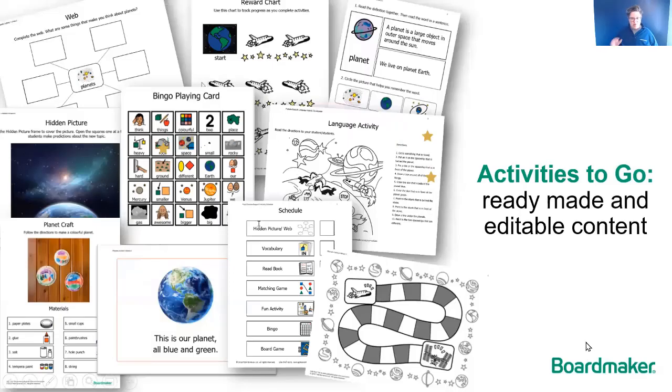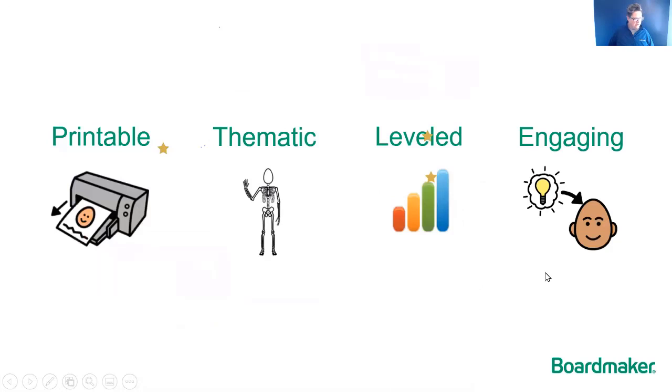So today we're going to be looking at Activities-to-Go, which is ready-made and editable content that's available within Boardmaker 7. And I'm going to give you some information about it and talk a little bit about how to use it and some of the features that are available as well. Okay, so Boardmaker Activities-to-Go is printable activities that will allow you to quickly access lessons and activities, print them and take them on the go.